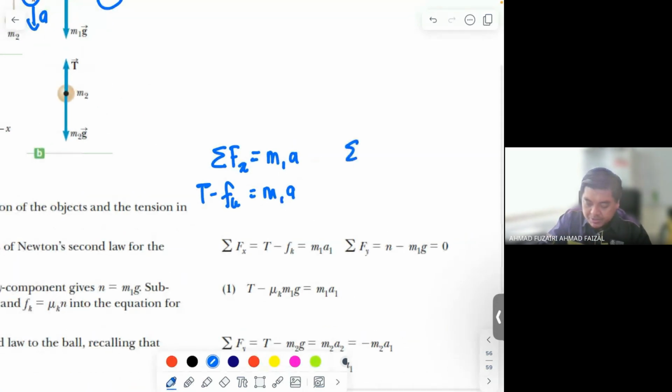How about the summation of Fy? Fy equals 0, so N minus m1g equals 0.